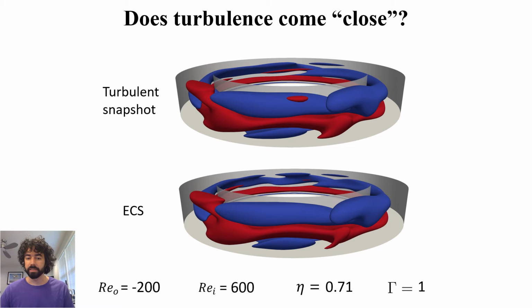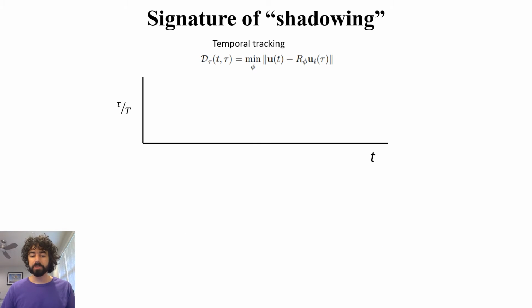This sort of analysis shows that instantaneously the flows resembled each other, but it doesn't tell us anything about the dynamics. To probe the dynamical relevance of this ECS, we need a slightly different metric. One way to do this is to consider the distance metric we already introduced, but instead of minimizing time along the period, we allow it to vary as a function of both time along the turbulence, t, as well as time along the period of the RPO, tau.